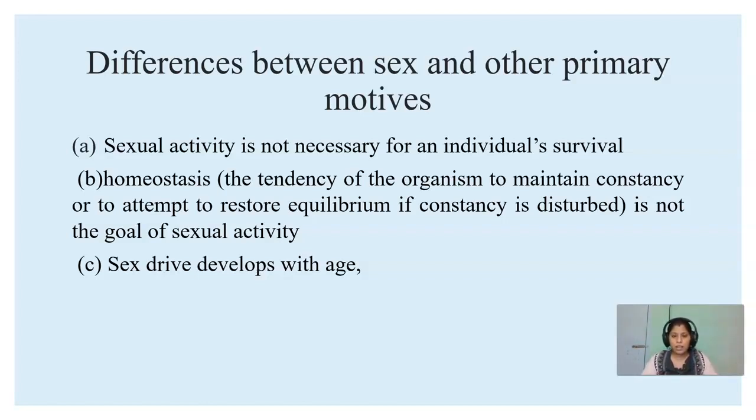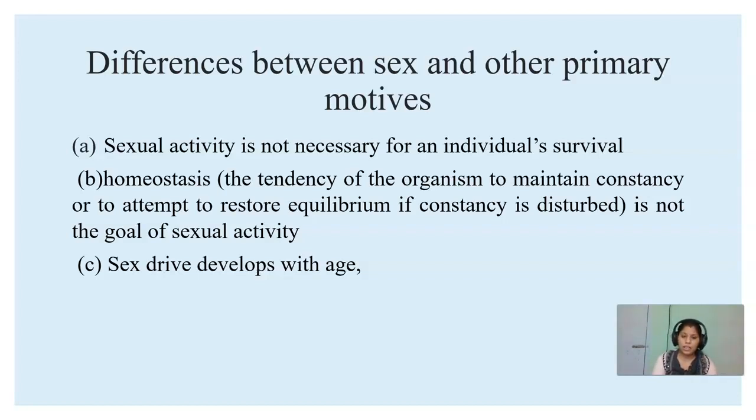Second, hunger and thirst are required to maintain body balance, homeostasis. Whenever we are hungry, whenever there is a lack of food in our body, or whenever we are thirsty, the cells are dehydrated, that actually disturbs our body balance or homeostasis. So we need to maintain, to restore that equilibrium, so we eat food or drink water. But in sexual activity, the goal is not to maintain the body balance. This is not the objective of sexual activity.